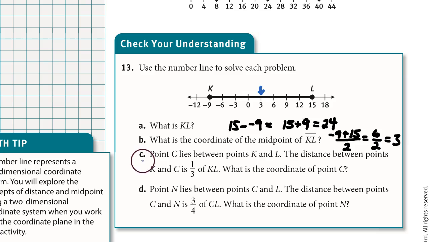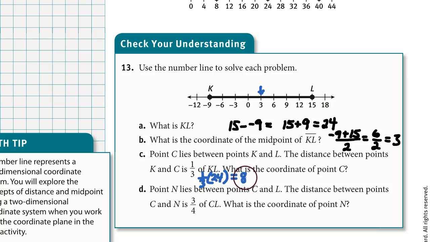Now question C. Point C is between K and L. The distance between points K and C is 1/3 of KL. So what is the coordinate of point C? 1/3 of KL. We earlier figured out that KL was 24. So 1/3 of 24 is 8.